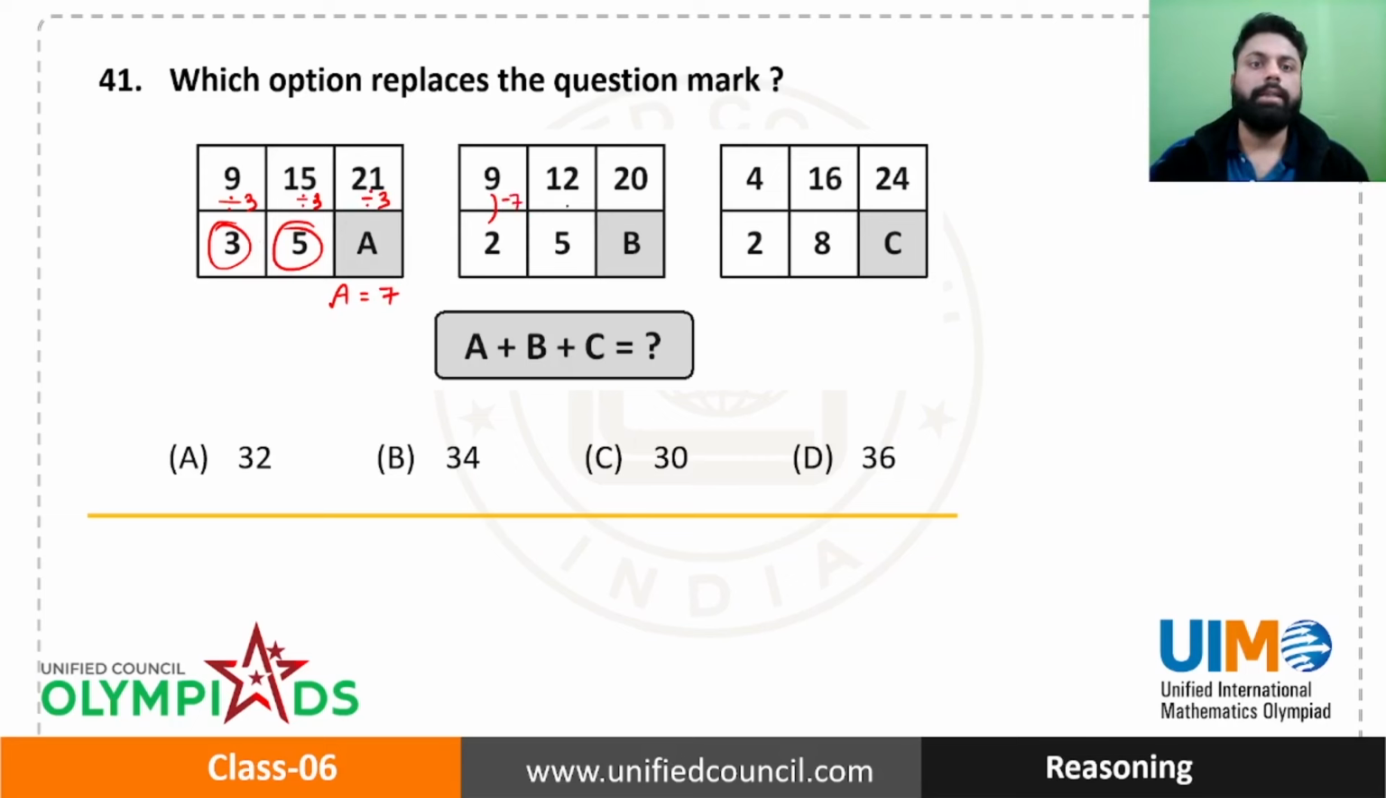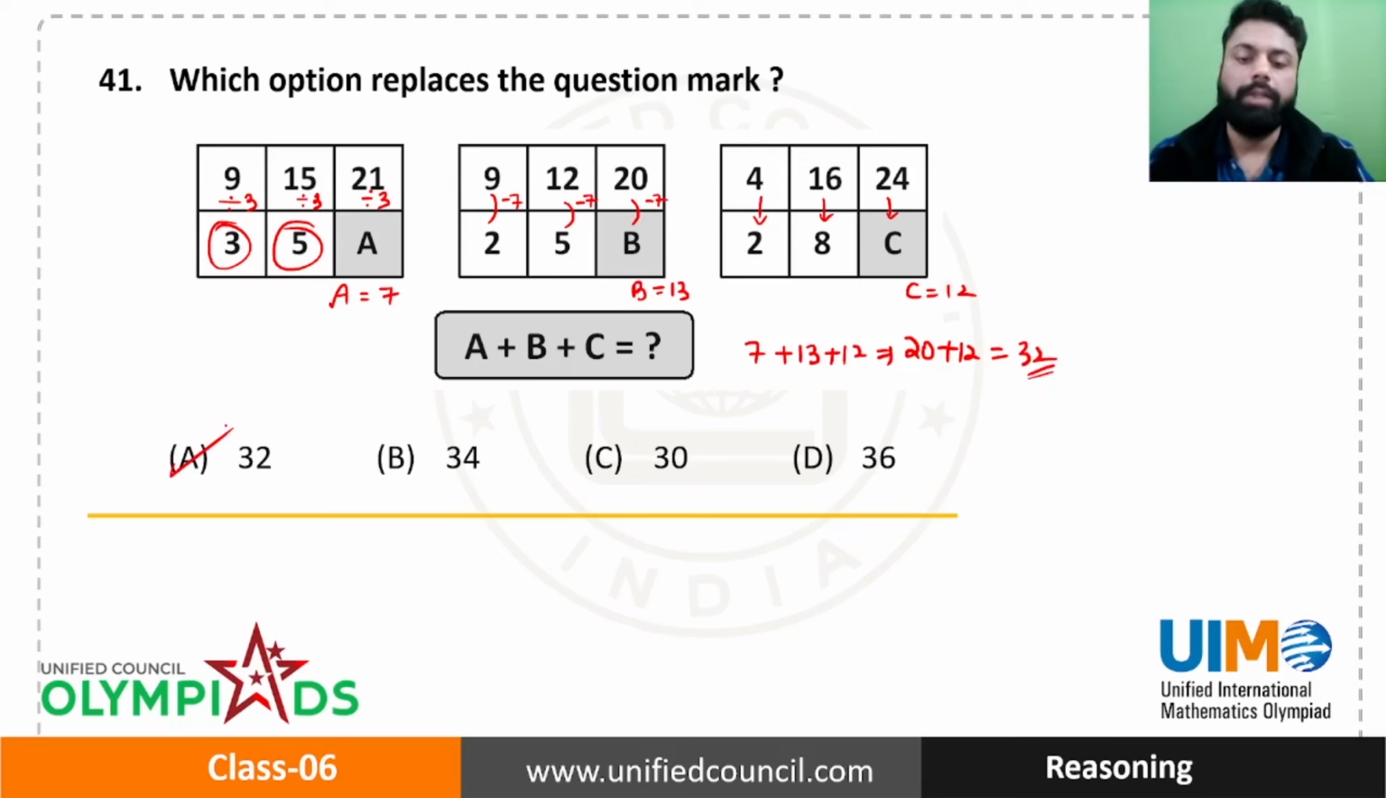This is minus 7. This is minus 7. So it has to be minus 7. B is equal to 13. Divided by 2. Divided by 2. When you divide it by 2, C is equal to 12. So 7 plus 13 plus 12, that is equal to 20 plus 12, that is 32. Option A can be the correct answer to this particular question.